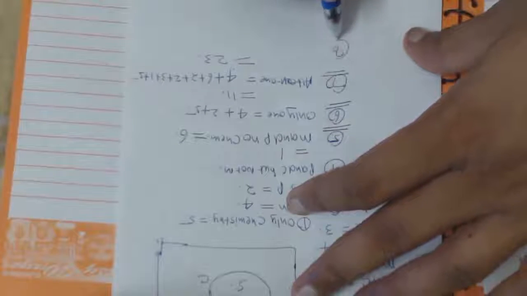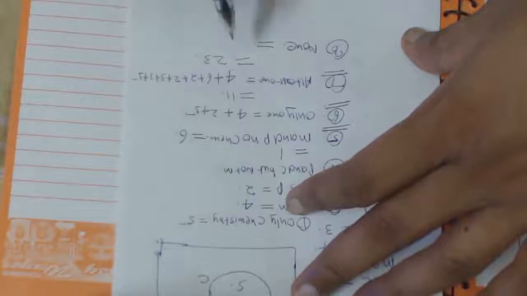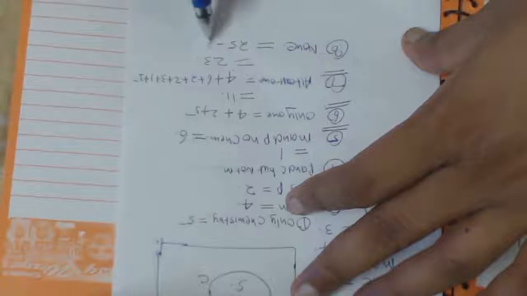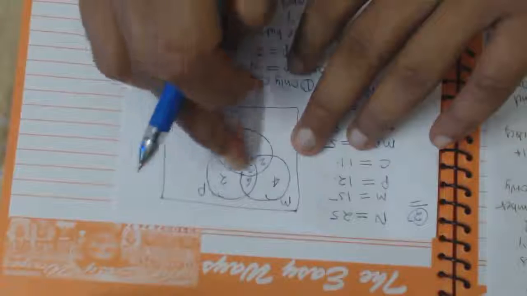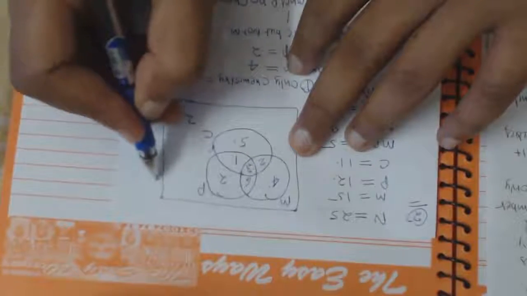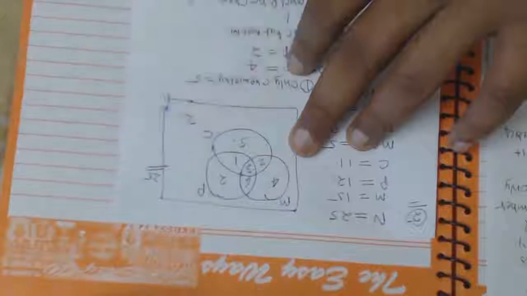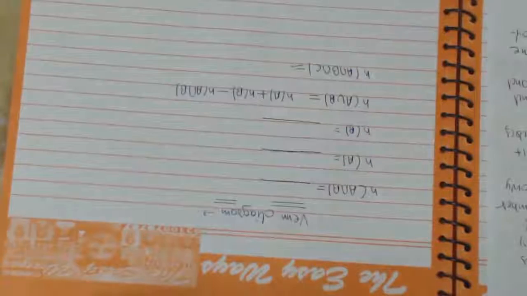Now, none of the subjects. Total 25. Subtract at least one, you will get 2. Adding all these, we are getting 23. Put 2 over here so that the total becomes 25. Is it clear? So Venn diagrams make this question simple.